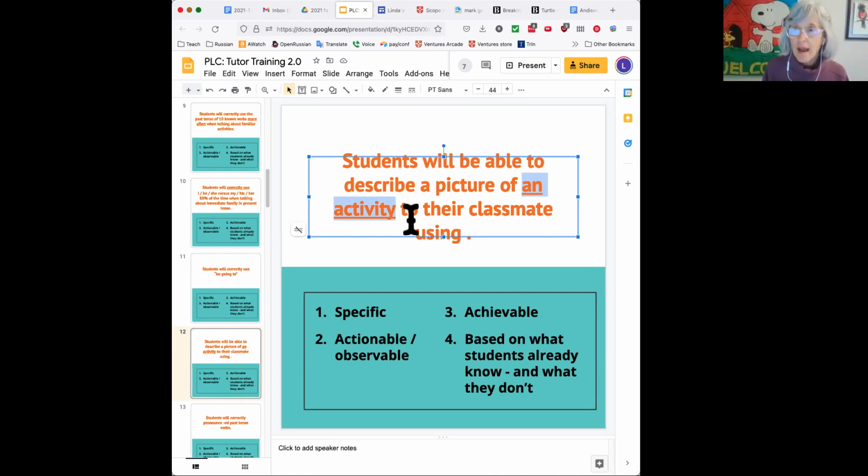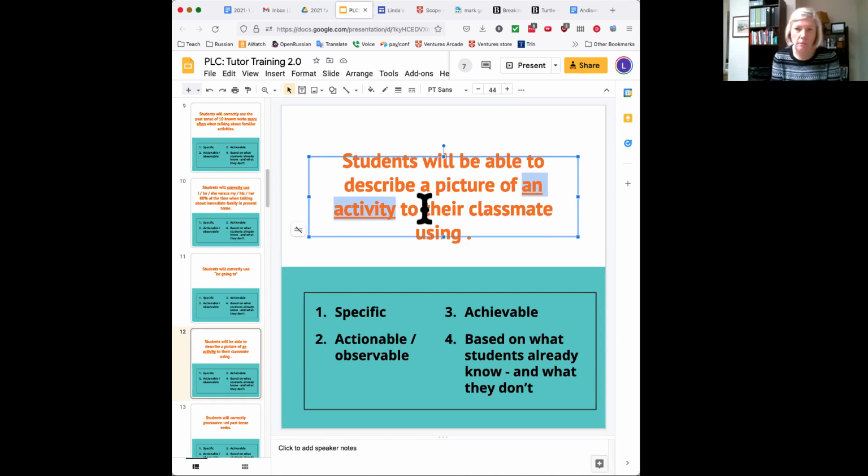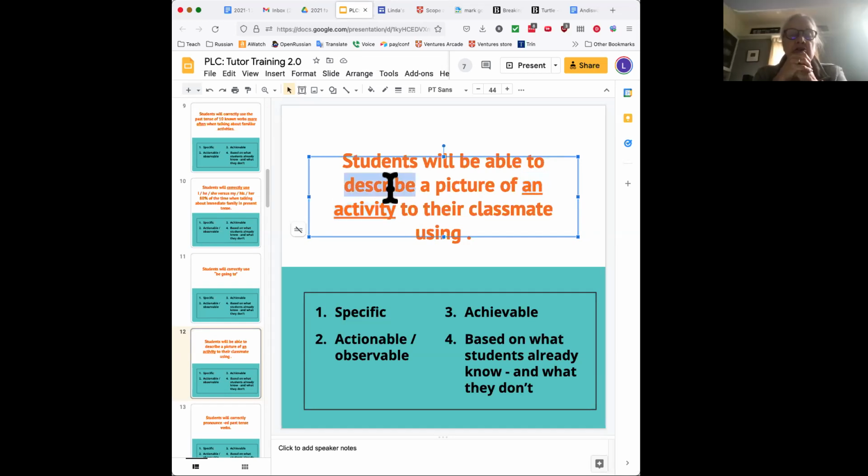You might be having a present continuous, right? She is swimming, or in a beginner class, it might be describing what people are wearing, right? To get color. Describe is a pretty vague word. Yeah, because there's a lot of ways to describe something. Right. I agree.